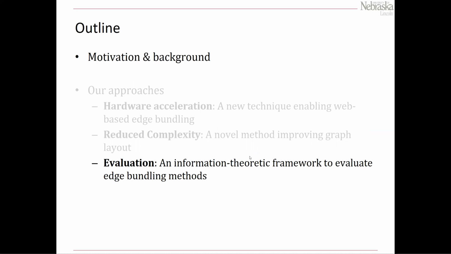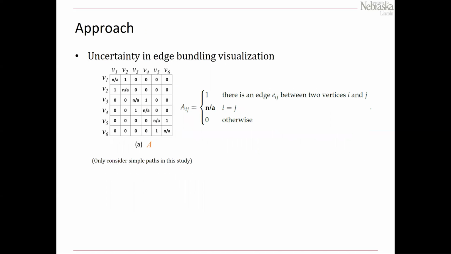So we propose an information theoretical framework to evaluate edge bundling, to address the gap between the visualization algorithms and their practical usage. This framework is essentially based on uncertainty quantification in edge bundling visualization. Here I am using a simple graph to illustrate our idea. In this work, we only consider simple paths of a graph, so basically we only consider the simple edge between two vertices rather than complex paths across edges.